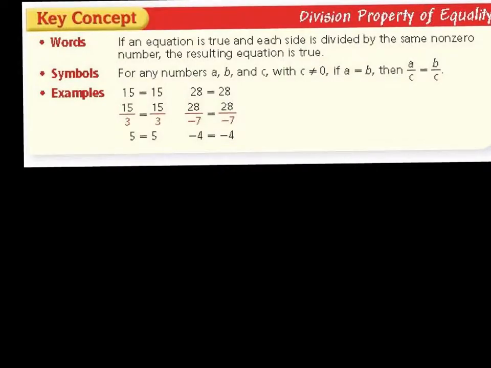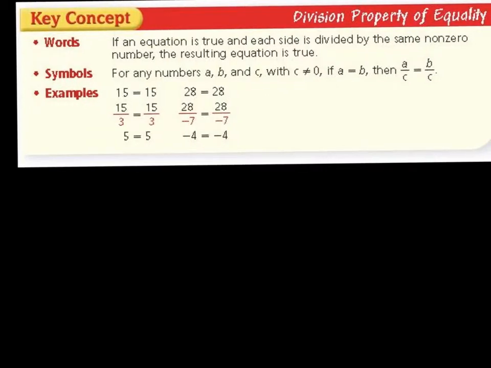Now, when we were talking about solving that original problem, they asked about the distance of the nearest star in the Big Dipper to the Earth, I used a division. The division property of equality says if an equation is true and each side is divided by the same non-zero number, the resulting equation is true. So using symbols for any numbers a, b, and c, where c does not equal 0, if a equals b, then a divided by c equals b divided by c.